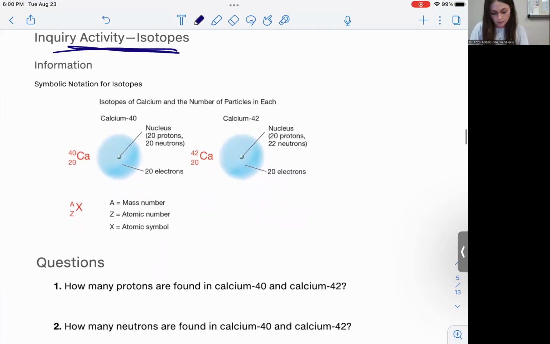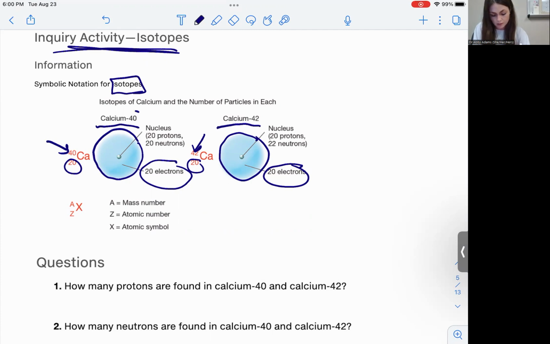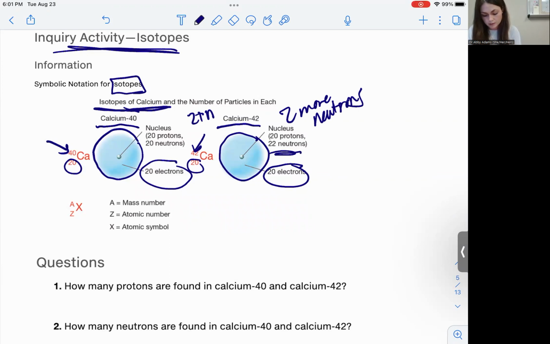Now you see, this is the electron clouds. I don't have to announce that anymore, but you have 20 electrons here and 20 electrons here. These are isotopes of calcium. So you have 20 electrons, which means you have 20 protons, right? Those proton and electron numbers are staying the same. What is different is this number right here, the mass number. You have calcium 40 and calcium 42. These are isotopes of calcium because they must have a different number of neutrons. Here you have 2 more neutrons.